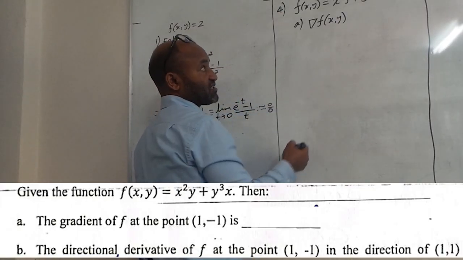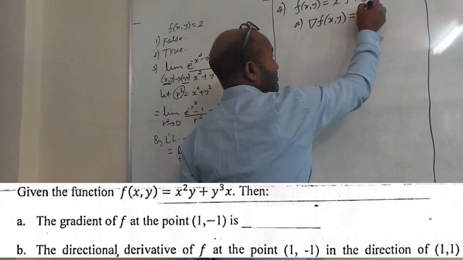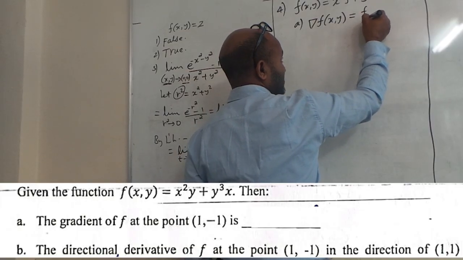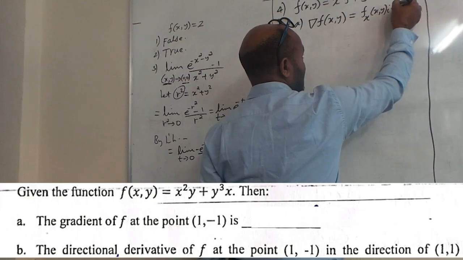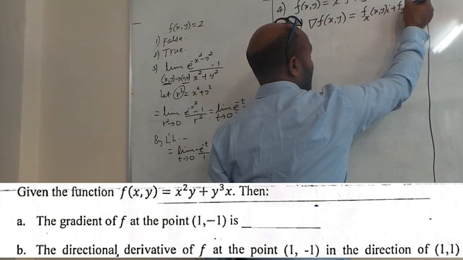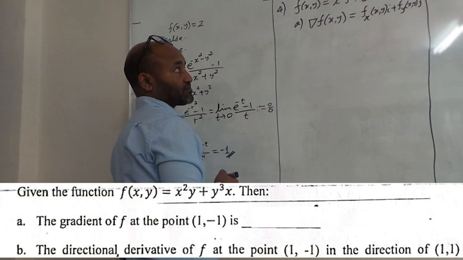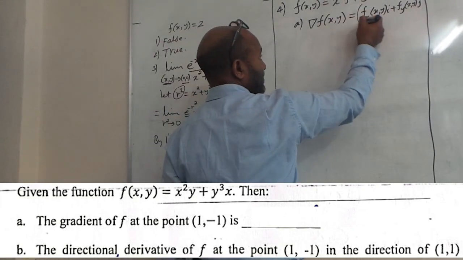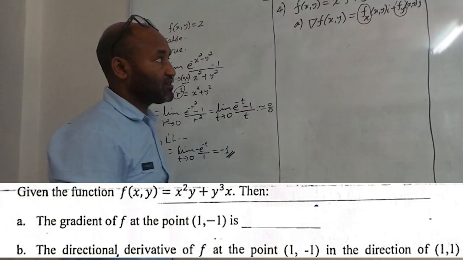Gradient of f at an arbitrary point is equal to the partial derivative of f with respect to x at (x, y) in the i direction plus the partial derivative of f with respect to y at (x, y) in the j direction. That's the gradient of the function. So first we need to find the partial derivative with respect to x and with respect to y.